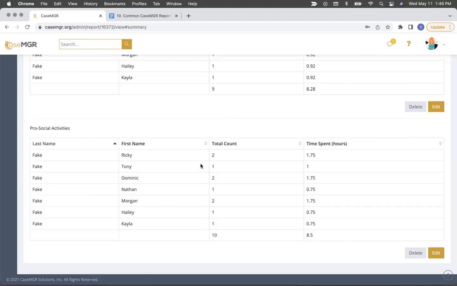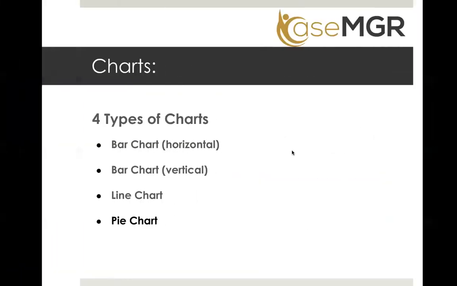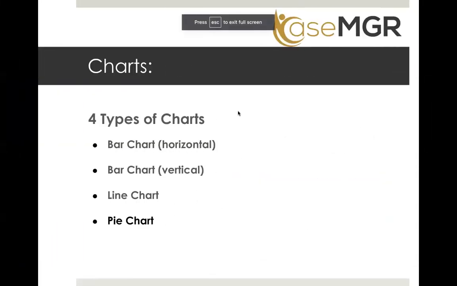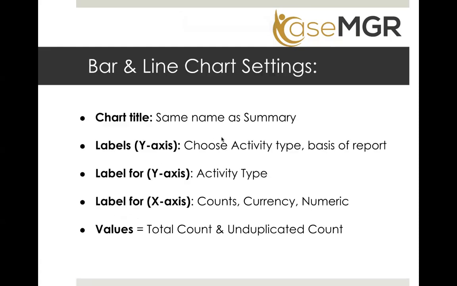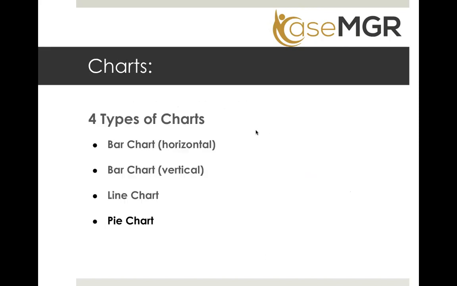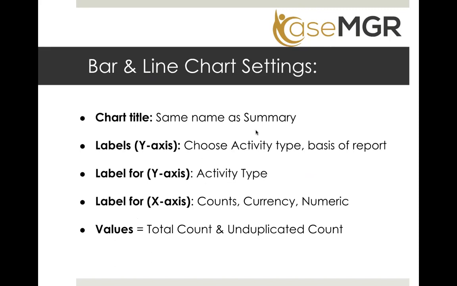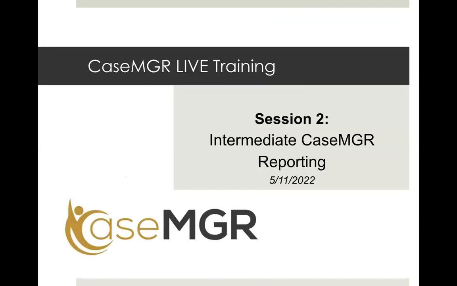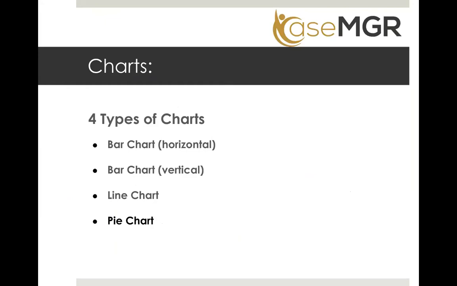All right. Excellent. So that reviews how to do all of the different types of reports that we talked about. So let's go back to our training agenda. So we talked about activity reports, and we talked about charts, there's 4 different kinds of charts. Bar chart, horizontal and vertical, and a line chart and a pie chart.